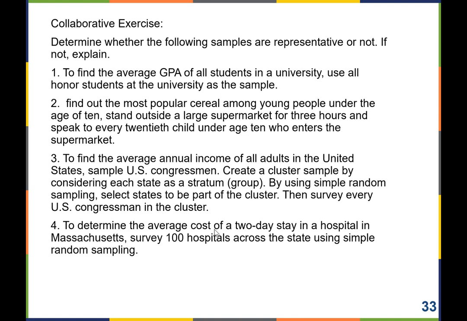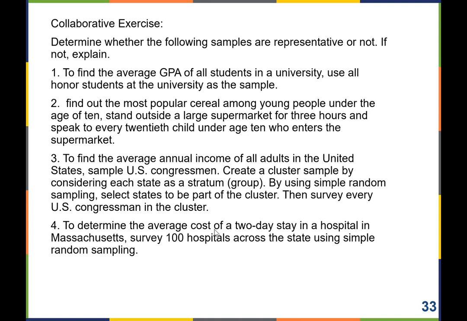Number 2 says, find out the most popular cereal among young people under the age of 10. Stand outside a large supermarket for 3 hours and speak to every 20th child under the age of 10 who enters the supermarket. Well, this one's certainly better than the first one. However, if it's a large supermarket in a non-representative neighborhood, like a very expensive supermarket, the children going in there may only be the wealthiest children. Maybe they select cereal differently than children from a more middle class supermarket. So I would say this is probably not a representative sample.